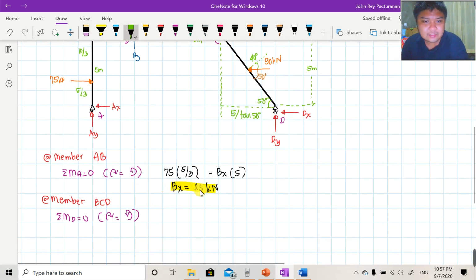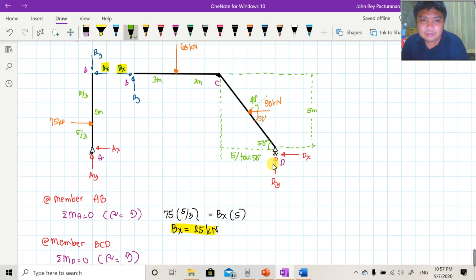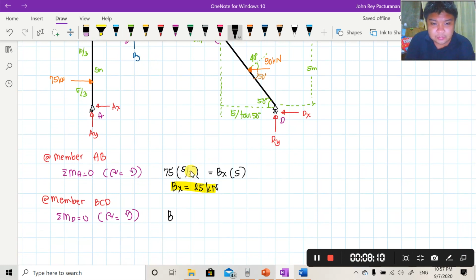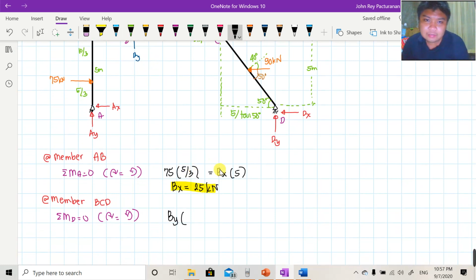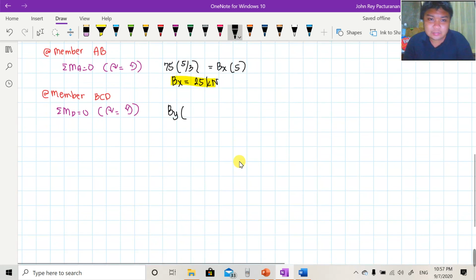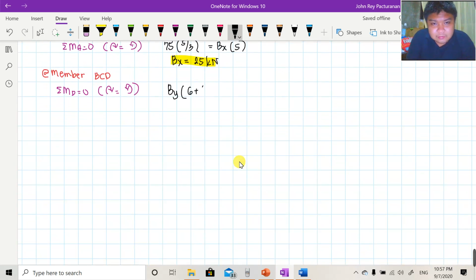So, based dito sa ating summation moment at D, ang clockwise moment natin class actually isa lang. Ano yung clockwise moment natin? Yung BY lang, di ba? So, therefore, ang mangyayari, sulat mo na lang dyan. So, magiging BY multiplied by what will be the distance to be considered kay BY. So, yun na nga, 3 plus 3, 6 meters class, plus this 5 over tangent 50. Kasi kasama yan sa horizontal distance ni BY na i-compare natin, di ba? So, that is a clockwise moment, di ba? So, that is 6 plus 5 over tangent 50.